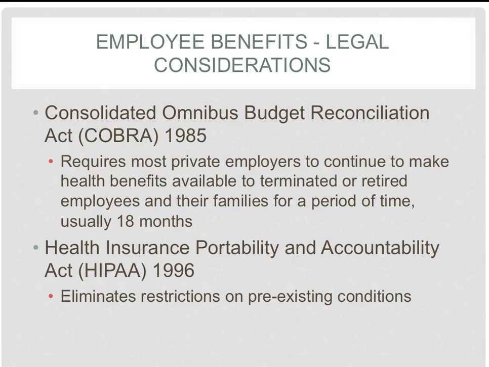HIPAA, 1996, basically eliminated many of the restrictions on pre-existing conditions, and then the Affordable Care Act removed them entirely. It also talked about privacy issues and making sure that information is only being shared with the people that we want the information to be shared with. Otherwise, information will not be shared broadly and open for everybody to access.